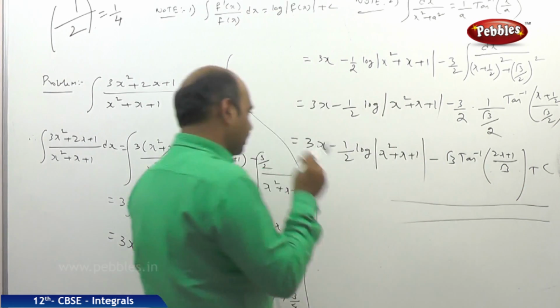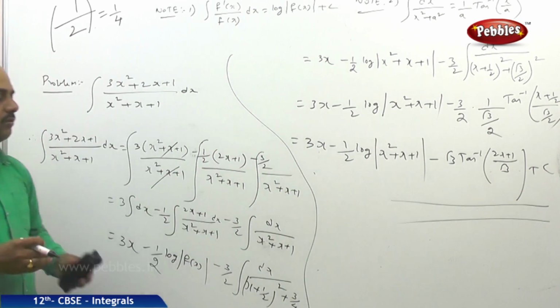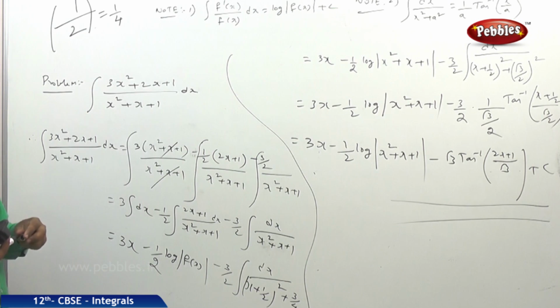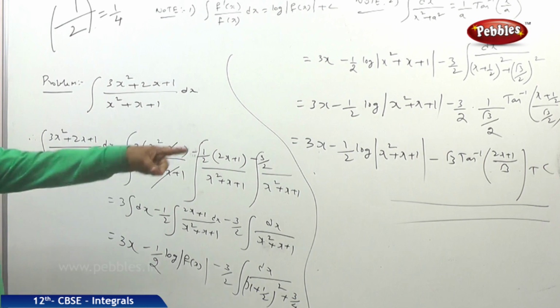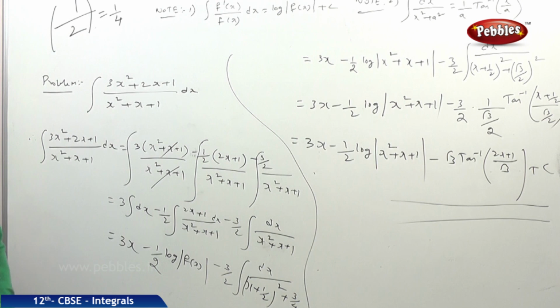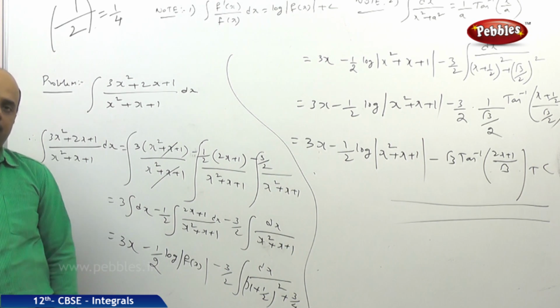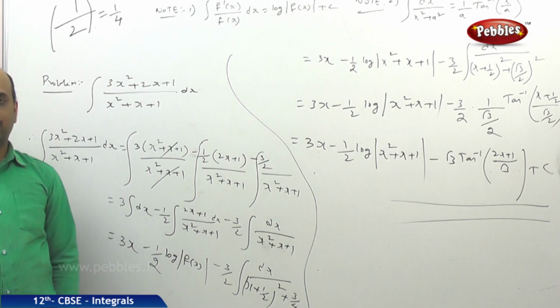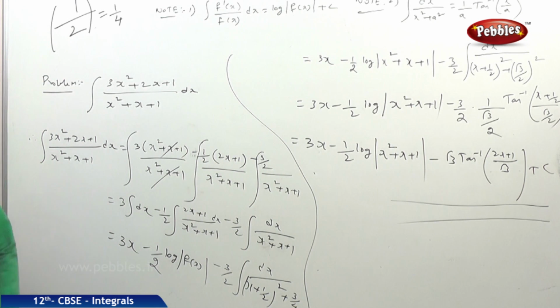So finally our answer is (3x minus 1)/2 into log mod x square plus x plus 1 minus root 3 tan inverse of (2x plus 1) by root 3 plus c. It is also a 6-mark question. You should remember the working rule.